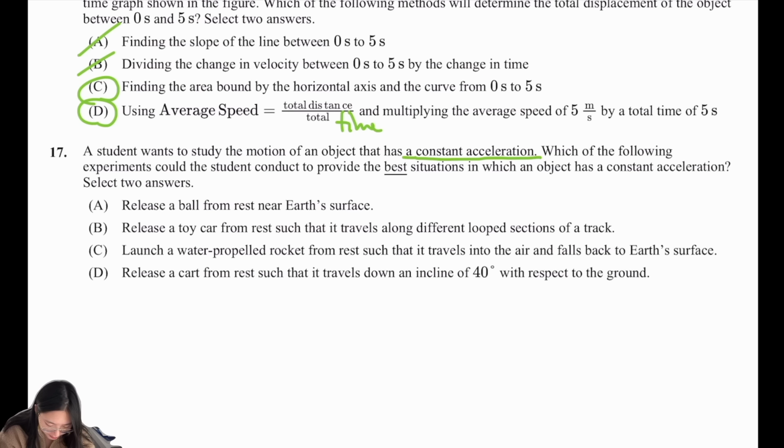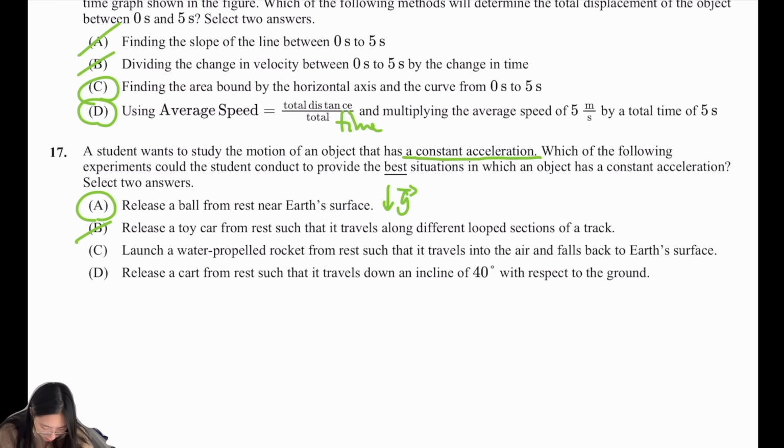A, release a ball from rest near Earth's surface. So this is actually one of the best situations that describes a constant acceleration, because as an object goes through free fall, it only experiences the gravitational acceleration, which is pointing downward. So A is correct. B, release a toy car from rest such that it travels along different looped sections of a track. Okay, so when it travels along different loop sections, it's not experiencing a constant acceleration. So that's not B.